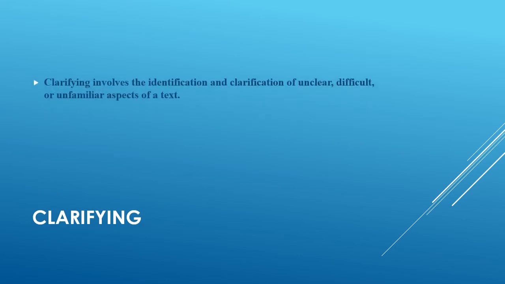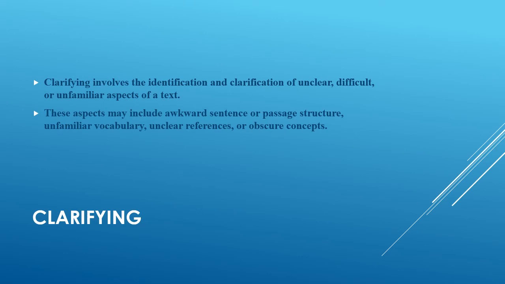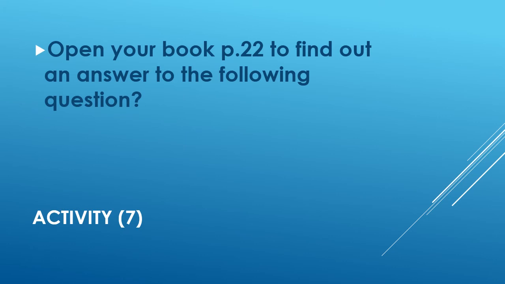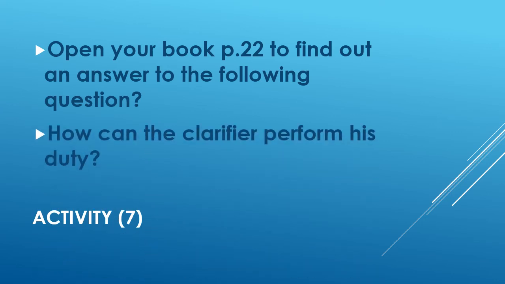Clarifying involves identification and clarification of unclear, difficult, or unfamiliar aspects of a text. These aspects may include awkward sentence or passage structure, unfamiliar vocabulary, unclear references, obscure concepts. Activity 7. Open your book, page 22, to find out an answer to the following question: How can the clarifier perform his duty?